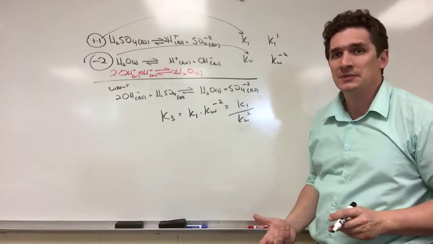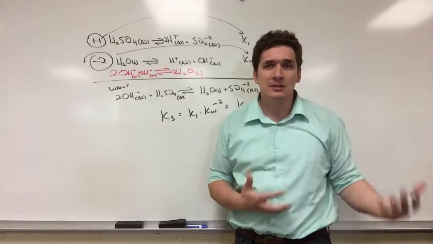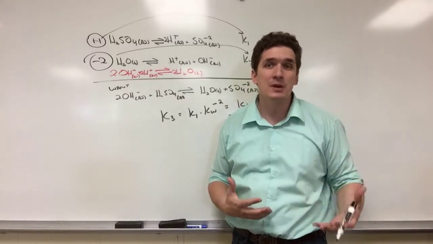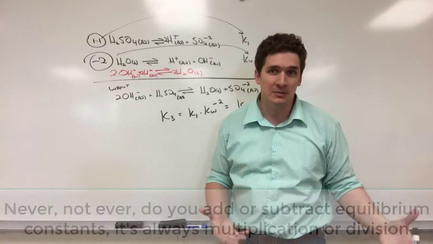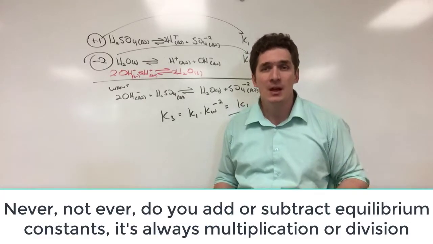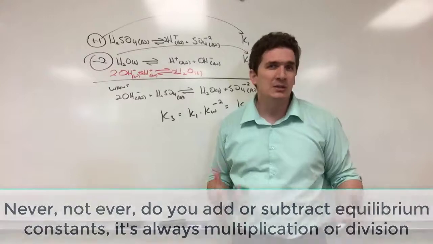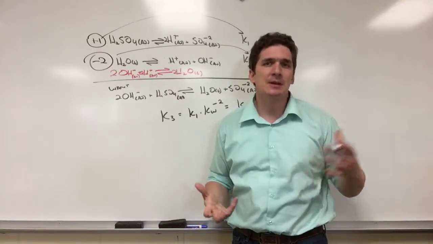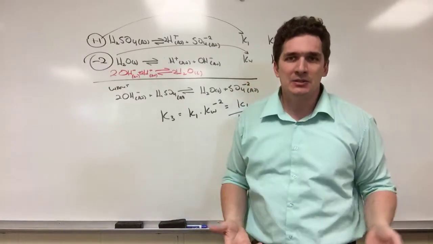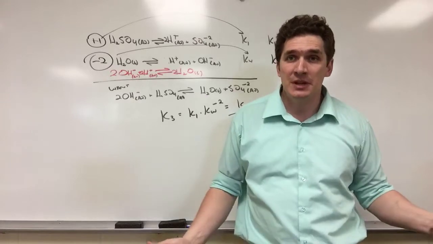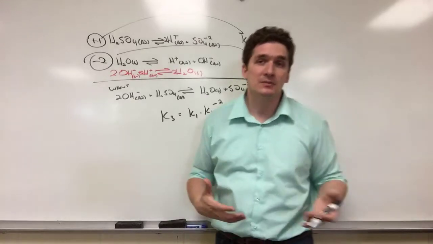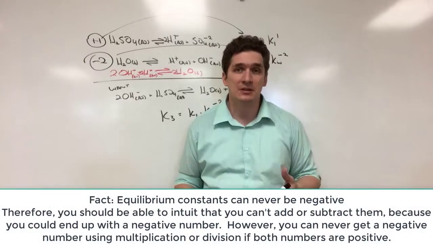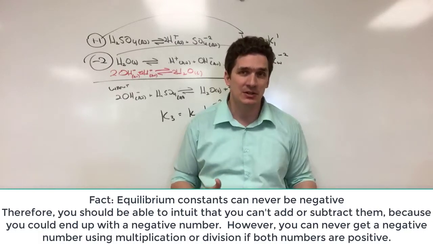What are some pitfalls? Well, here's the thing. If you go back and look at the videos and the rules, not once do I add and subtract an equilibrium constant. I multiply them or divide them. Inherently, why? How can you intuit that this should always be right? Well, think about it this way. Can I add and subtract 2 numbers and get a negative number? The answer is yes, but can an equilibrium constant ever be negative? No, because it represents a ratio of concentrations, and you can't have negative concentrations.